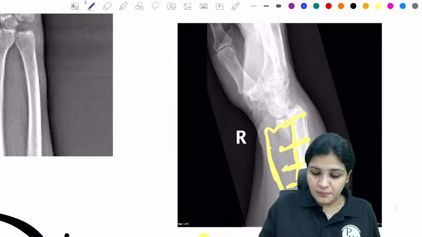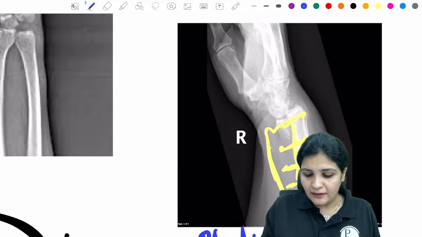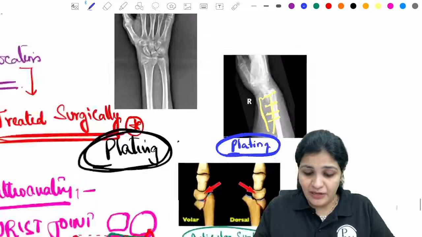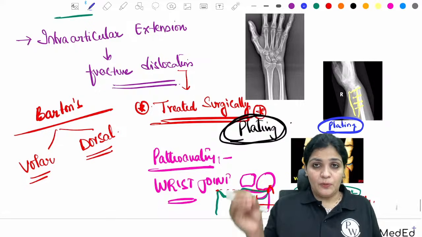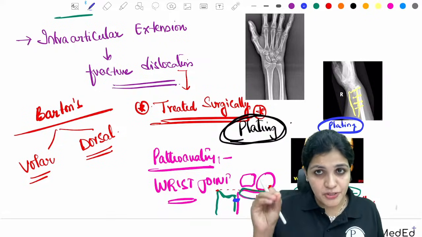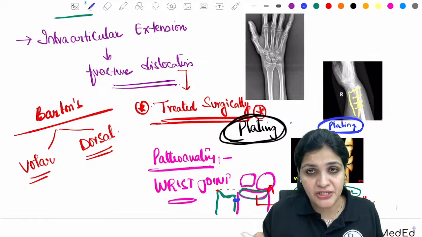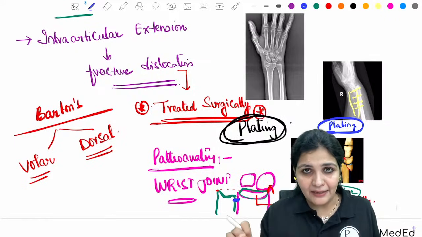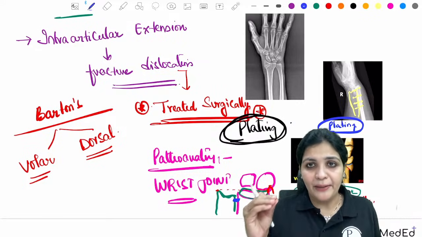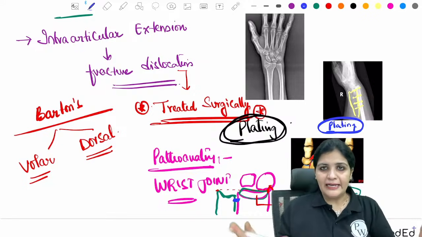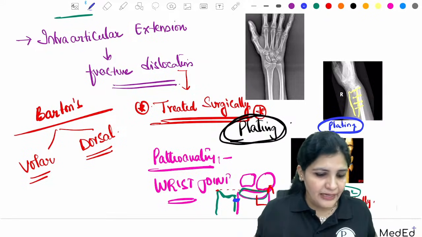So what is the treatment of this? This is plating. So why plating again? Because this is a periarticular fracture, and we have already decided yesterday that whenever we don't want callus to form, especially in the joints, we go for absolute fixation where we don't want any callus. No callus is primary, direct healing. Okay? Clear? Connected? Any doubts?